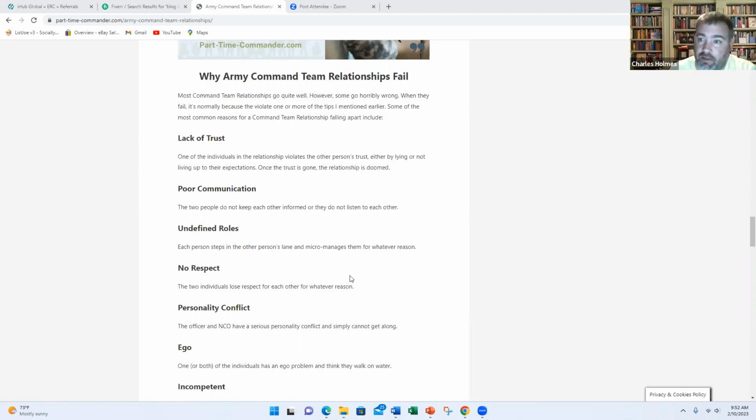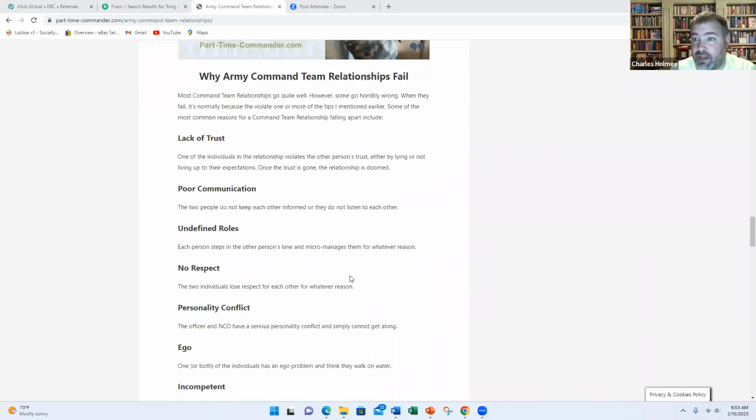Maybe you don't like the personality of the person you're working with. Maybe you don't like the way they look. And as a way, you don't respect them. That's stupid, though. Respect the rank. Respect the duty position. You can't go wrong. But if you don't respect each other, the two of you need to get that sorted out quickly.